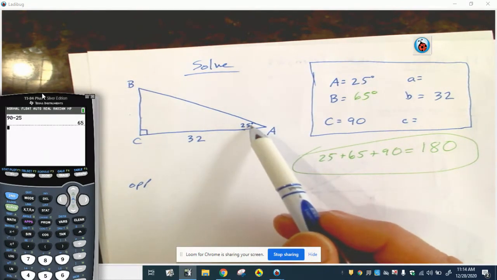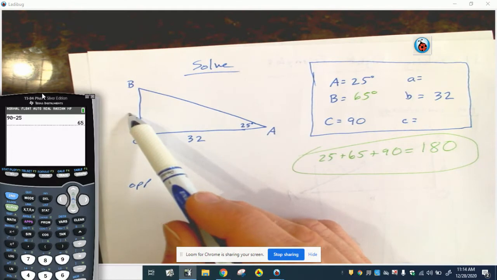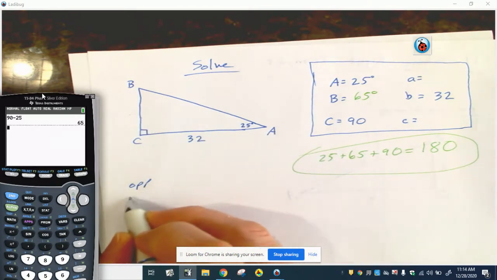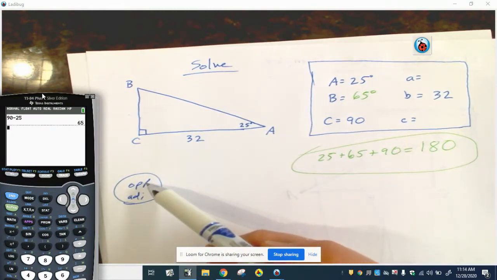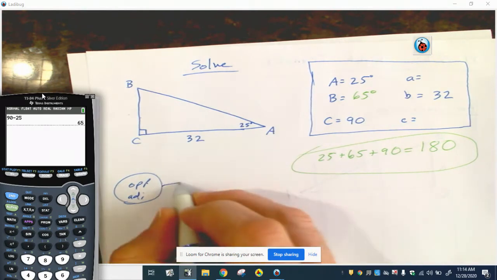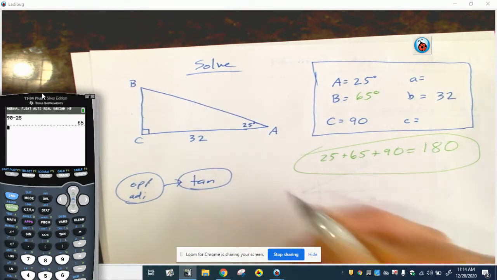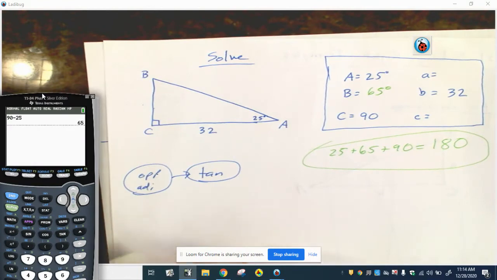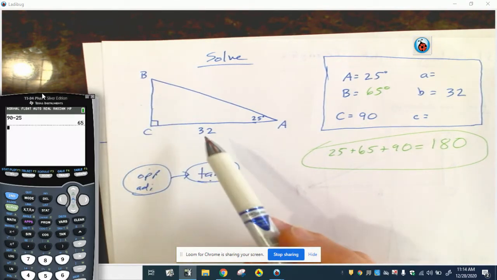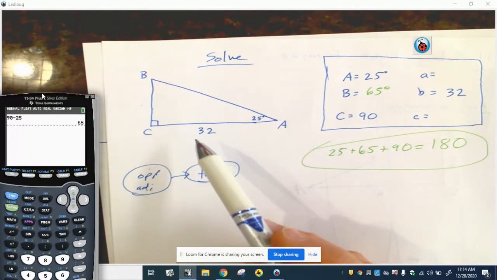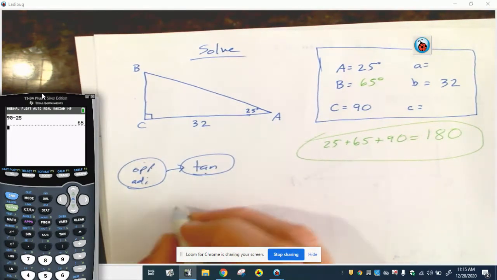So if I'm from the 25, if I'm opposite and I want to use the adjacent, well, that tells me what trig function I'm going to use, right? If I'm dealing with opposite and adjacent, that tells me I have to use the tangent equation. I haven't decided what trig function I'm going to use until I know what I'm dealing with. I'm looking for the opposite side, and I need to use the 32, which is the adjacent. So I'm going to write a tangent equation.